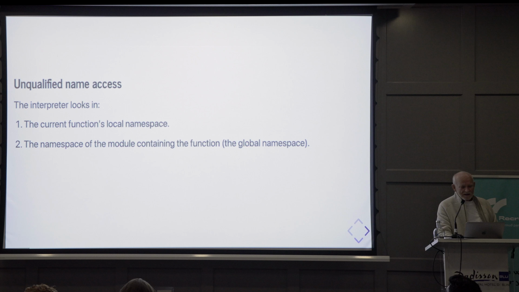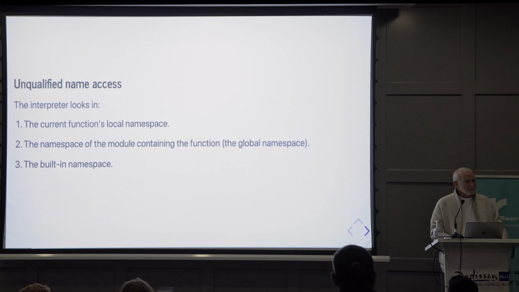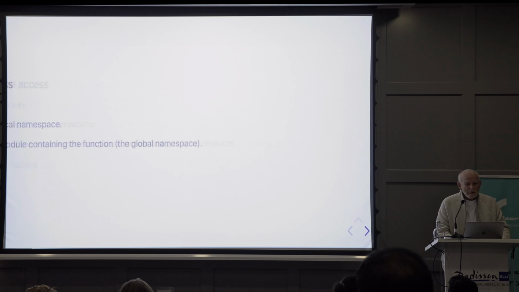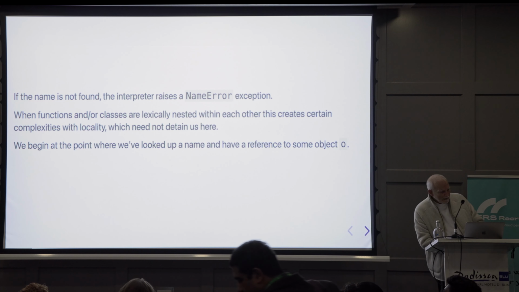Okay, if you can't find it there, it then goes to the namespace of the module containing the function. We call it the global namespace, but of course they're global to each module rather than being global across the whole program. If it can't find it in the global namespace, then it looks in the built-in namespace. And what happens if it can't find it in the built-in namespace? Indeed, it raises a NameError exception.